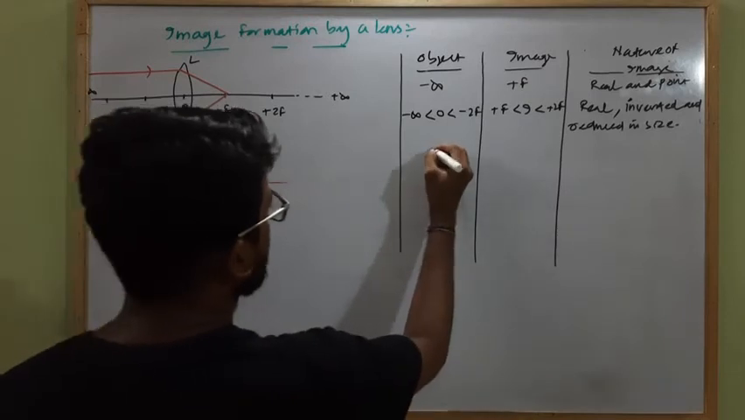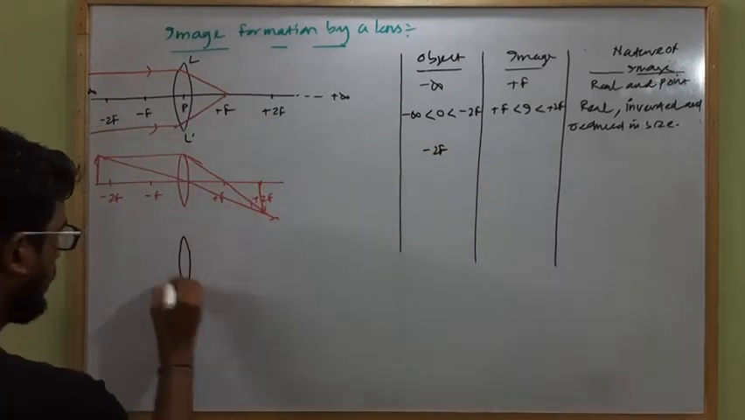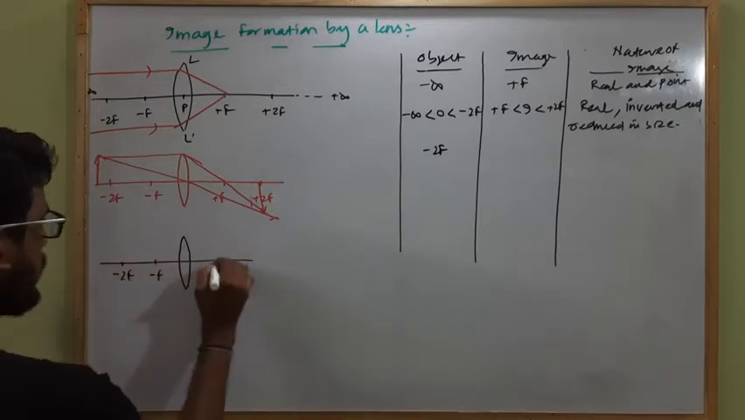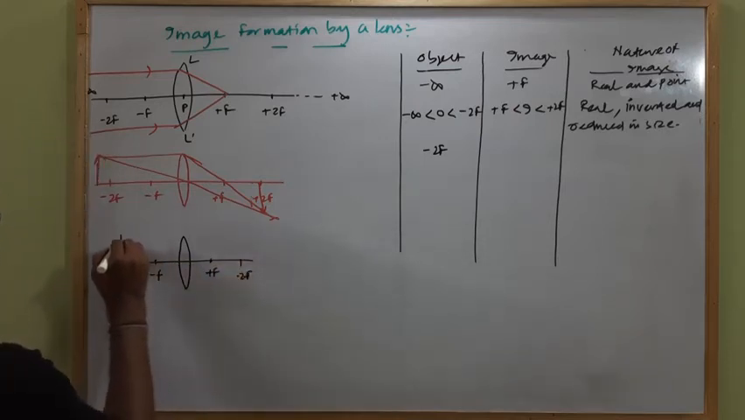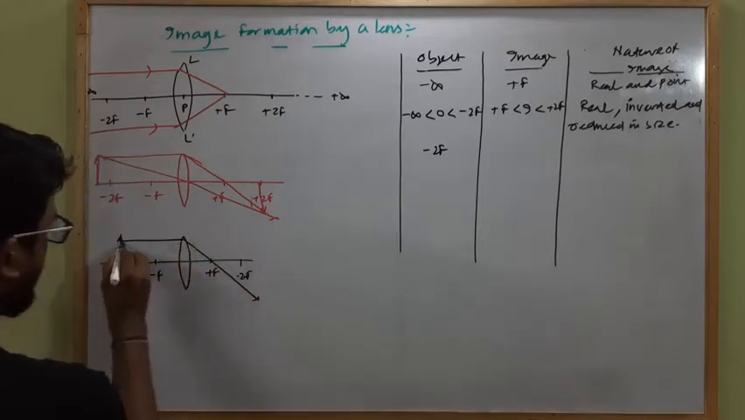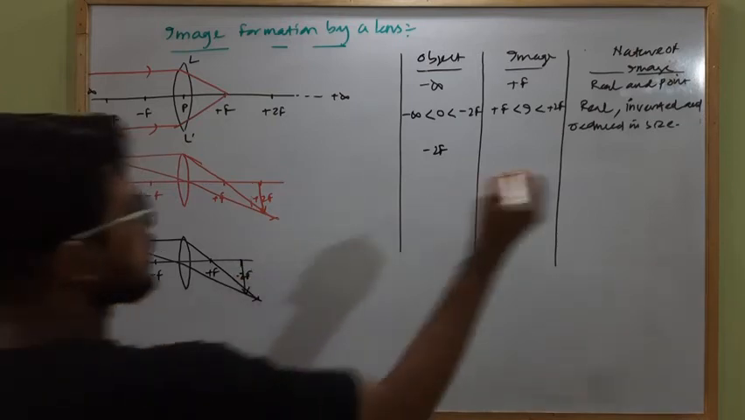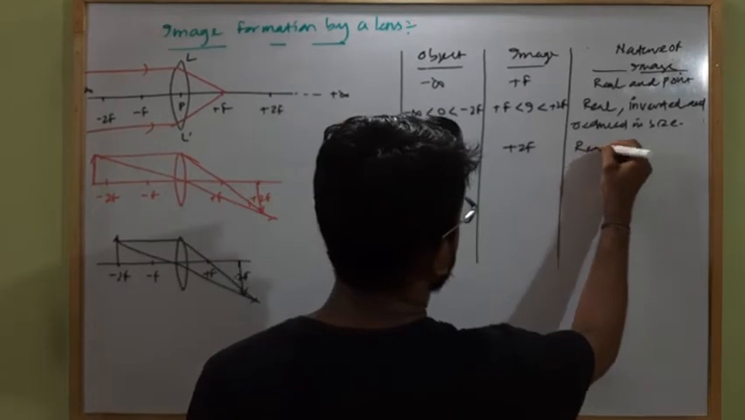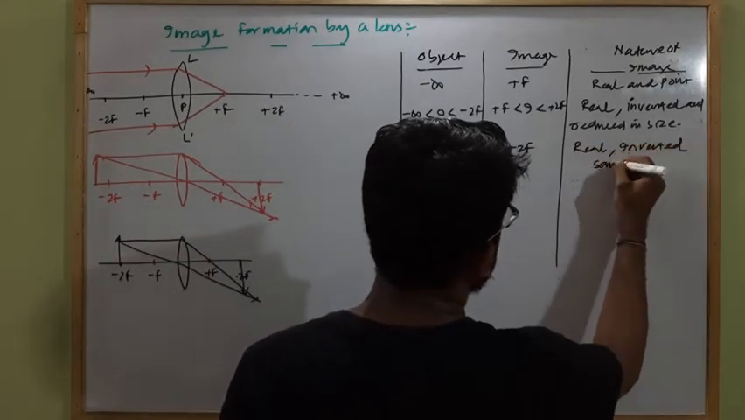Next, third case, when object is at minus 2f. Minus f, minus 2f, plus f, plus 2f. Object is at minus 2f. So image will be formed at plus 2f and of same size. Image is at plus 2f, real, inverted, same size.